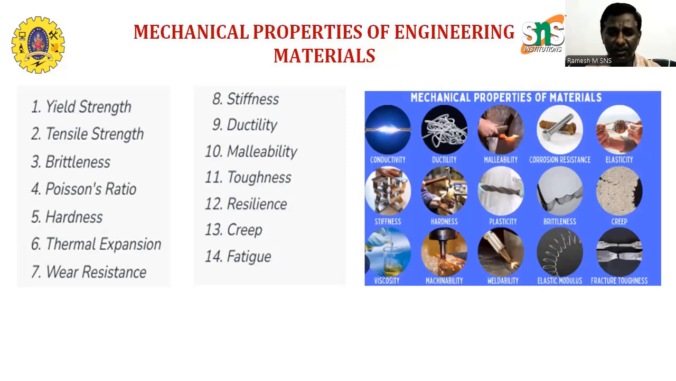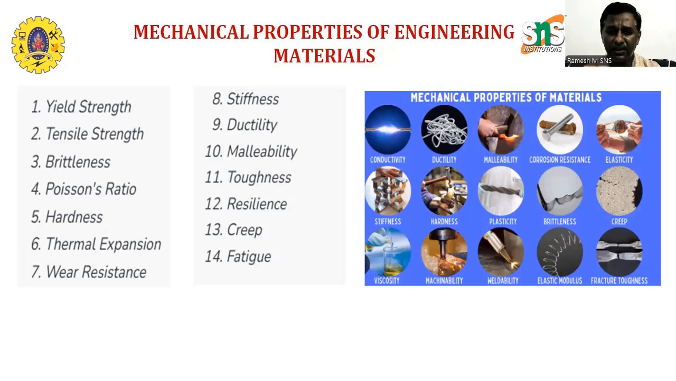The next property is called stiffness. It is also used in springs generally. Stiffness is a measure of the material's resistance to elastic deformation. A stiffer material will deform less under a given load. For example, steel is stiffer than aluminium. Stiffness is important in applications where deflection must be minimal, such as in machine tools or precision instruments.